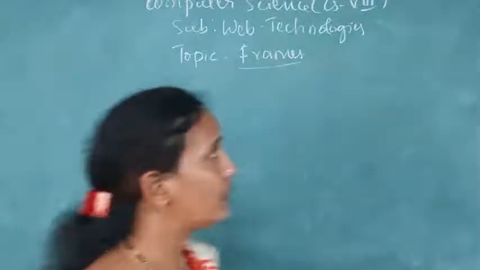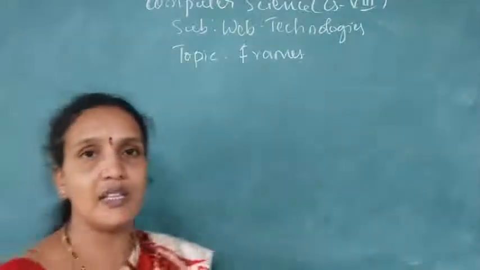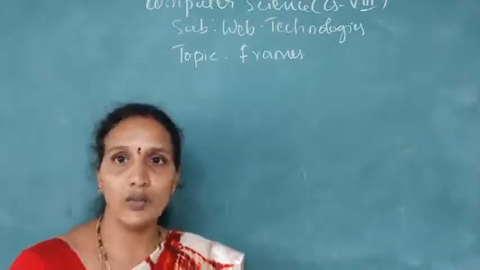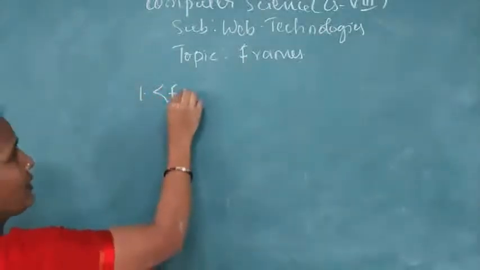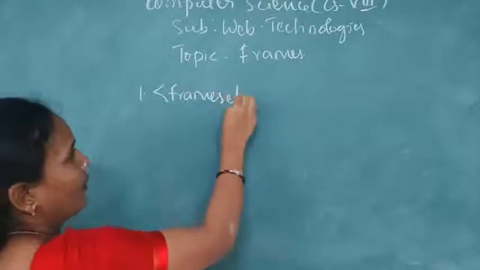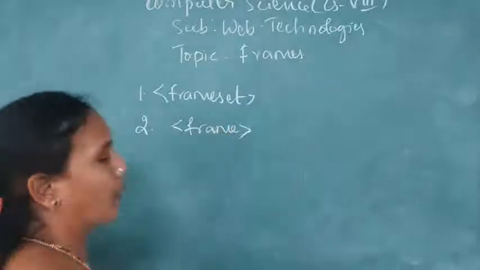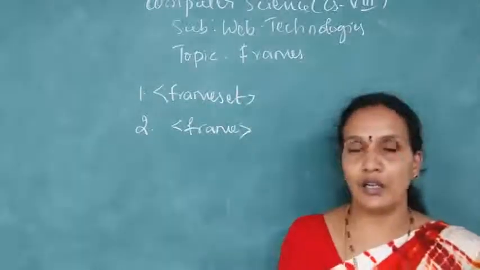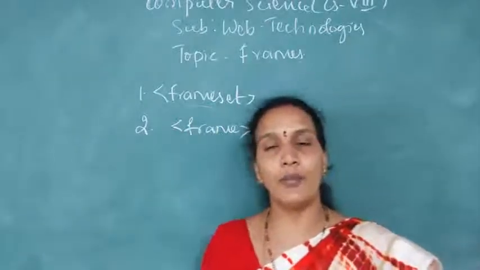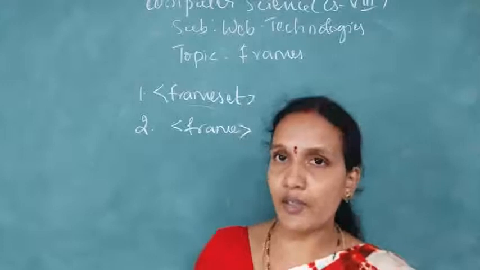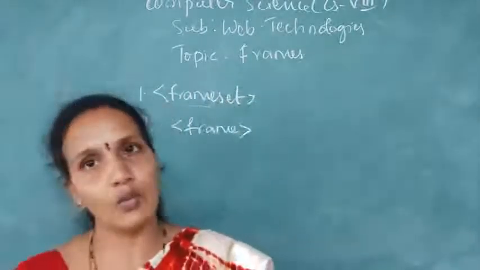Now, here we discuss the tags. What elements are used to create frames? Here we use two tags. The first one is frameset, and the second one is frame. Using these two tags, you can divide the total browser window into different sections, and in each section you can execute one HTML program.